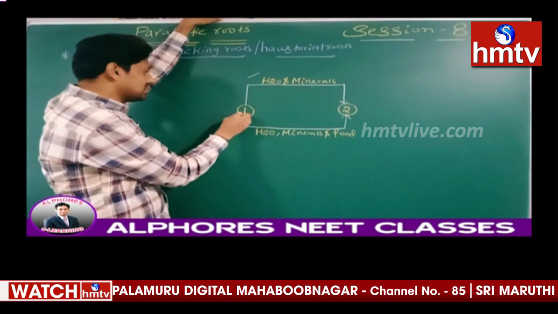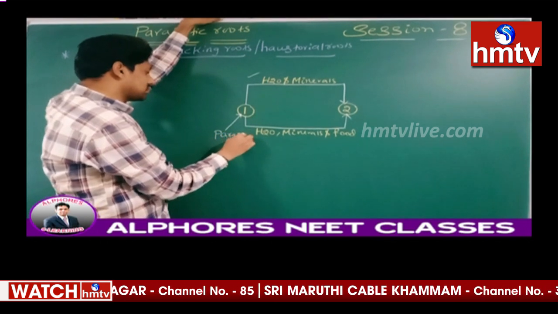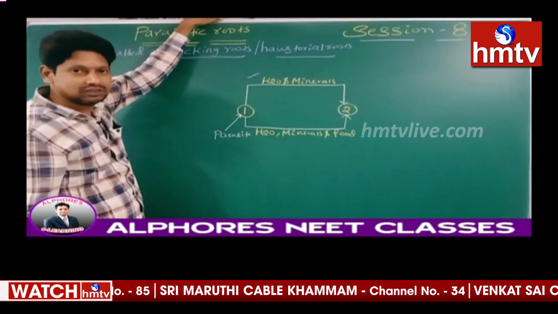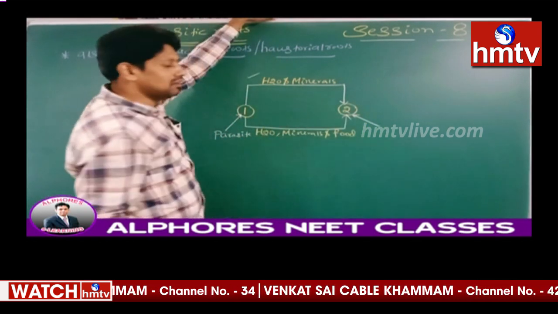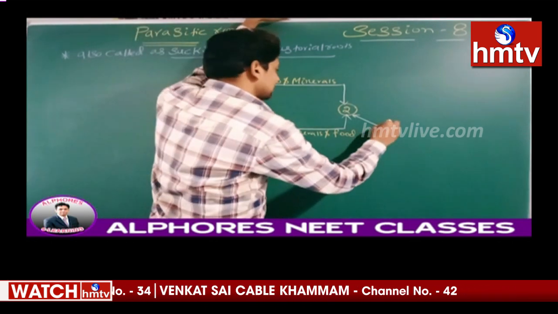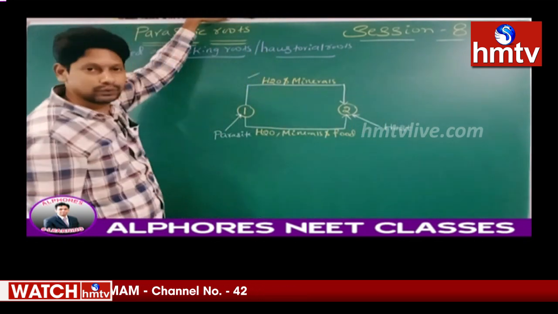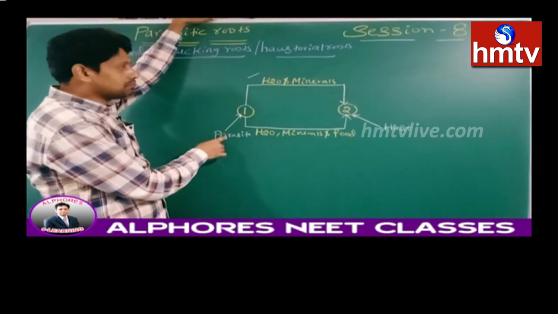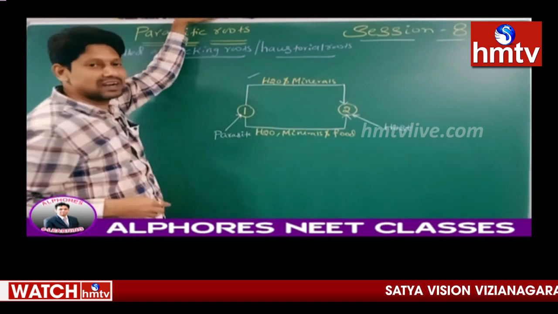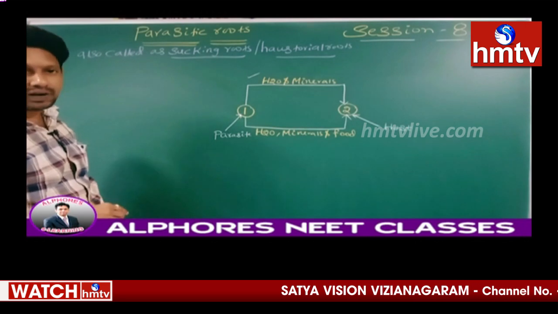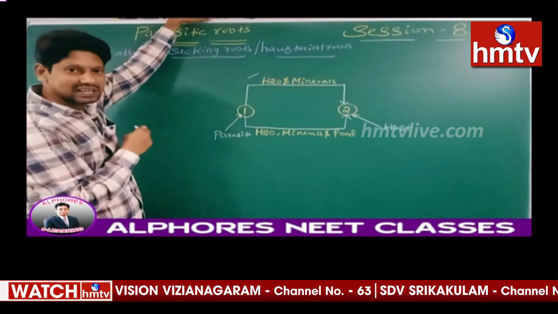This first plant is called a parasite. Whereas this second plant, which is providing water, minerals and food materials, is called the host. Therefore, the parasite absorbs water, minerals and food materials from the host plant.